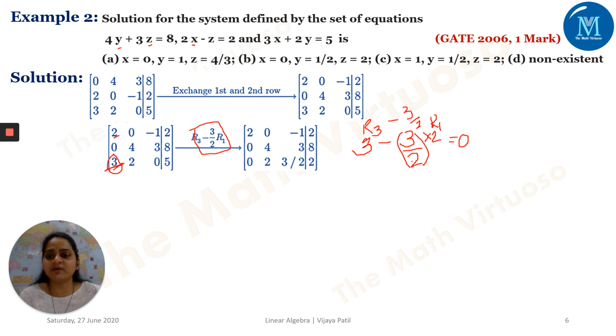Otherwise, you would have done this transformation in 2 steps. How can I do that? First I have to divide the third row by 3, and then you have to do this. So it's not required, actually. You can just do that in one single step.